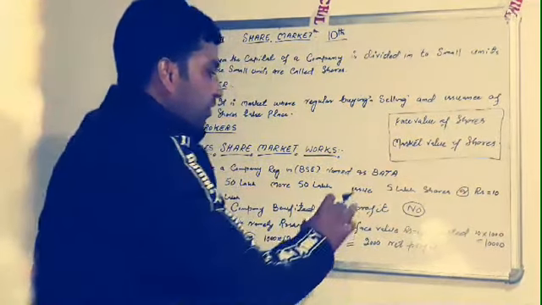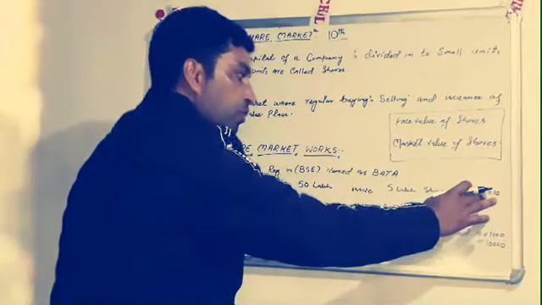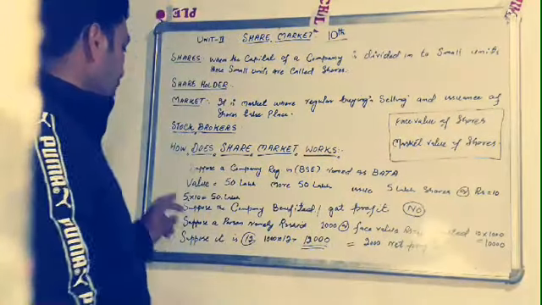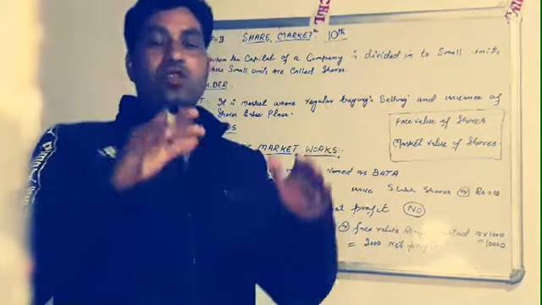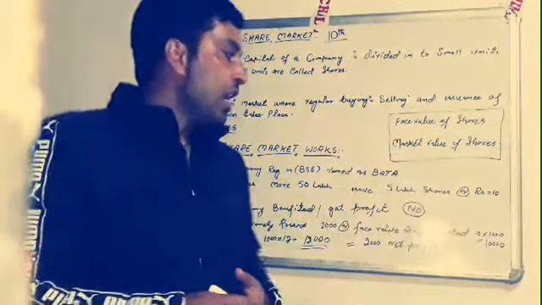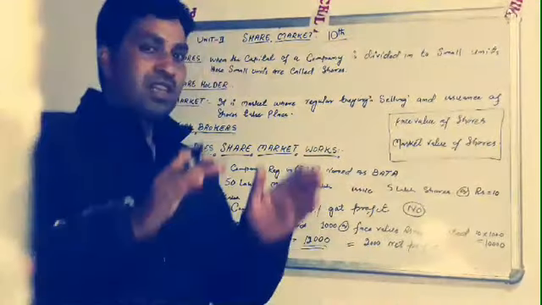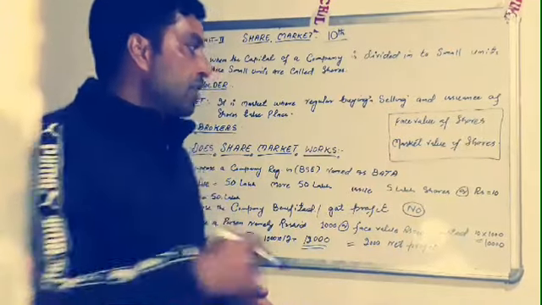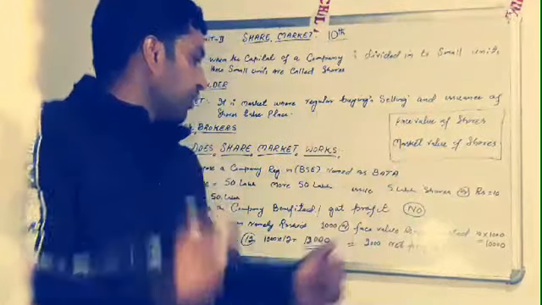The company will issue 5 lakh shares and sell these shares at rupees 10. That's 5 lakh into 10 is equal to 50 lakh rupees. That means the company has got 50 lakh rupees by selling 5 lakh shares at the rate of 10 rupees. And these 10 rupees are called the face value of shares, because this is the value at the time when these shares are being issued. This rupees 10 is called the face value of shares.